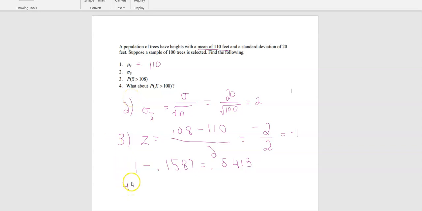Number 4, we need a normal distribution in order to answer it. And this question is more than likely going to show up on your final, so watch for it. We need a normal distribution in order to find the probability of a single value being greater than 108. And we have nothing here that says we have a normal distribution.